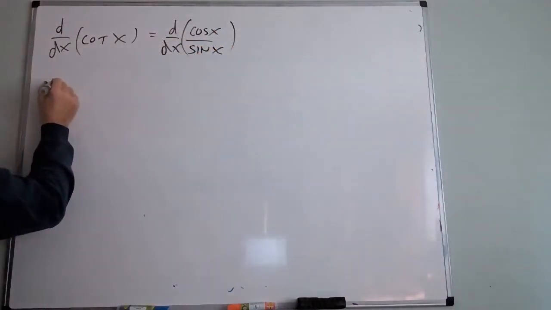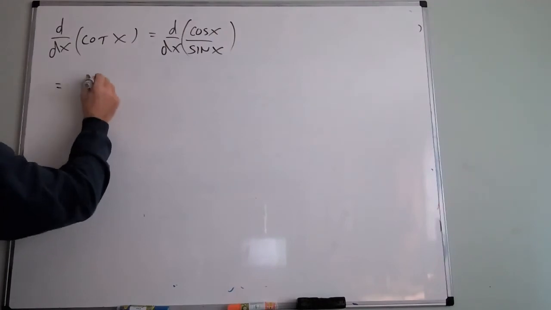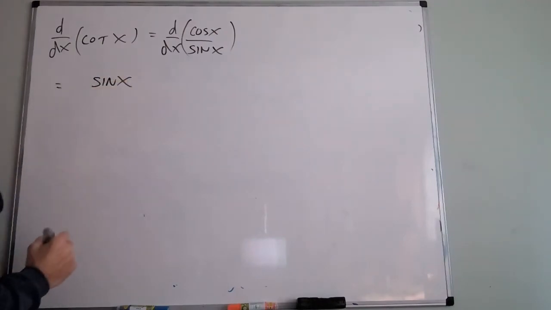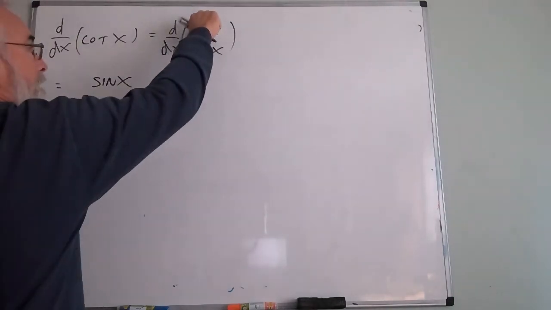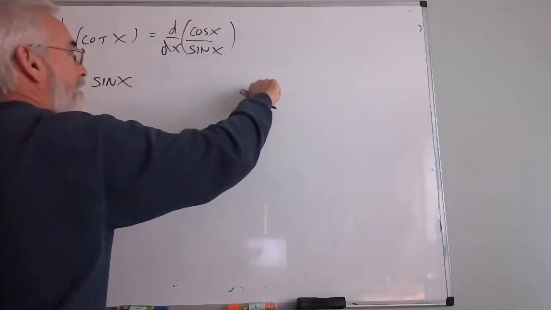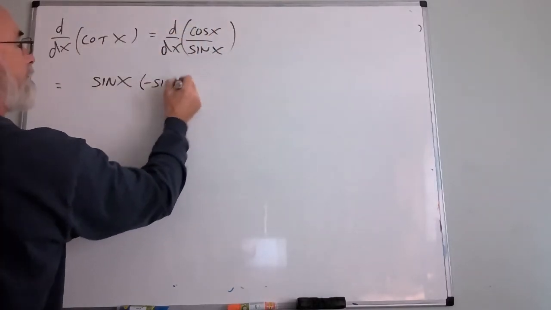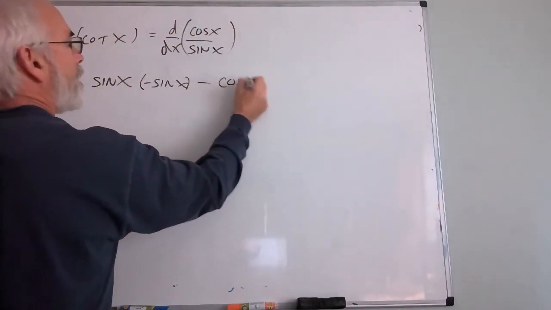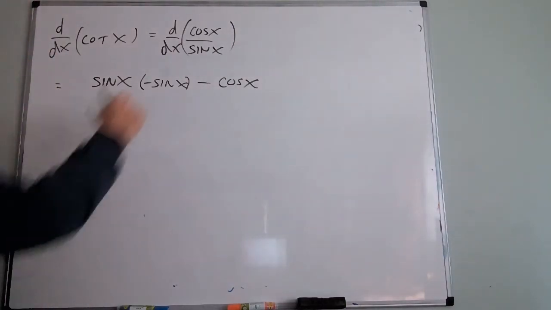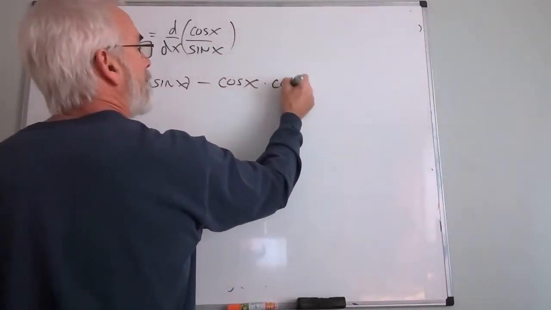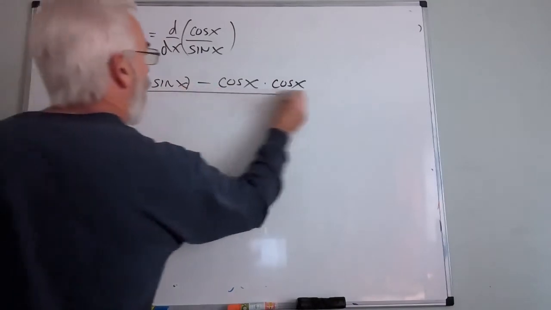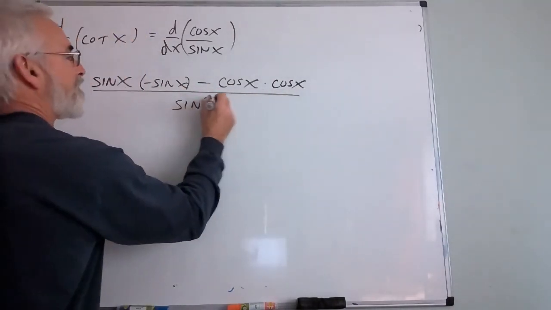I'm going to put it down here this time. So I have the bottom, and let's just go ahead and write it this time, times the derivative of the top. But I'm not going to write the derivative of the top. Let's just take the derivative of the top, and that would be negative sine x, minus the top times the derivative of the bottom, all over the square of the bottom.